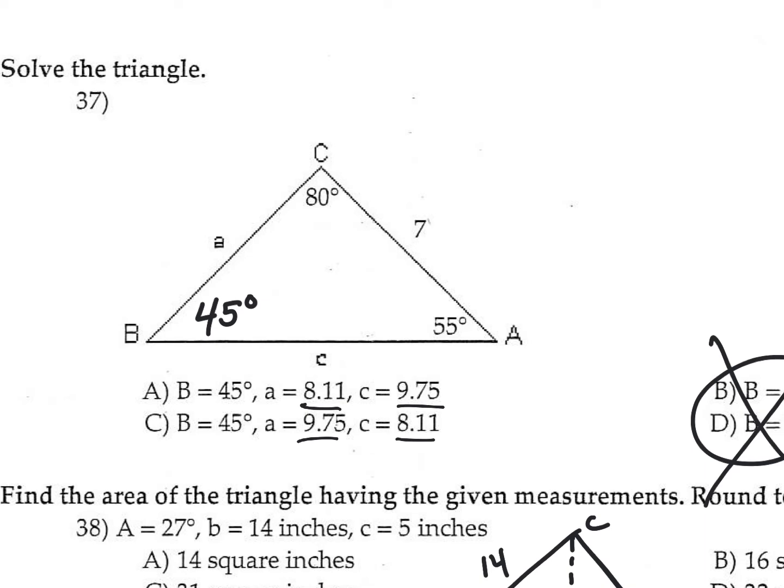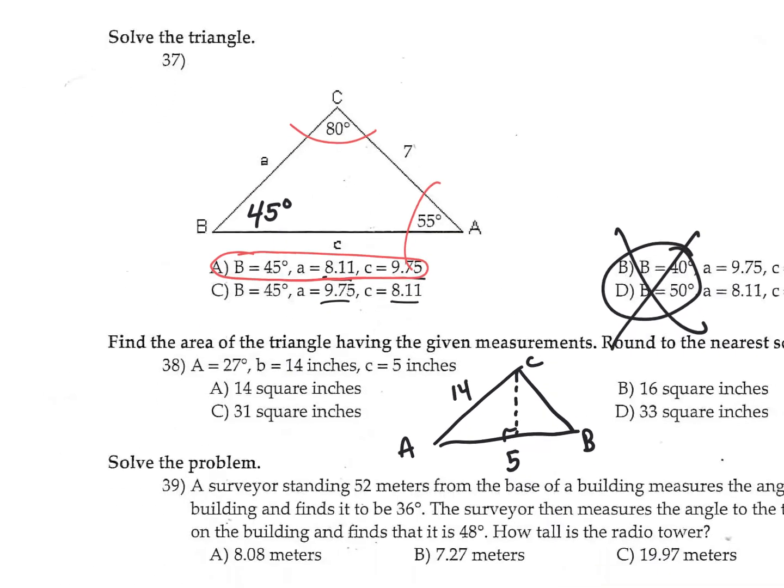So really, this is asking us, do we know which side should be longer, A or C? Well, the side across from an 80 degree angle would be bigger than the side across from a 55 degree angle. So the option where C is larger, option A, is the best one.